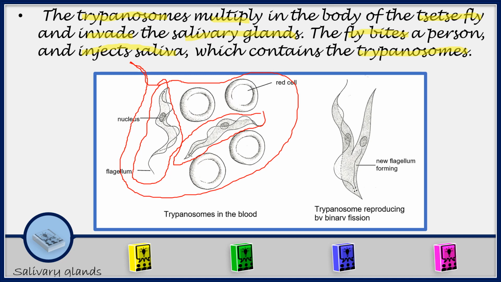But before, inside the tsetse fly's body, the trypanosomes are going to multiply, and they will invade the salivary glands of the tsetse fly. So when the tsetse fly goes and bites a healthy person, it is going to inject saliva into a healthy person, and this saliva contains the trypanosomes. So they are going to be introduced into the blood of a healthy person.